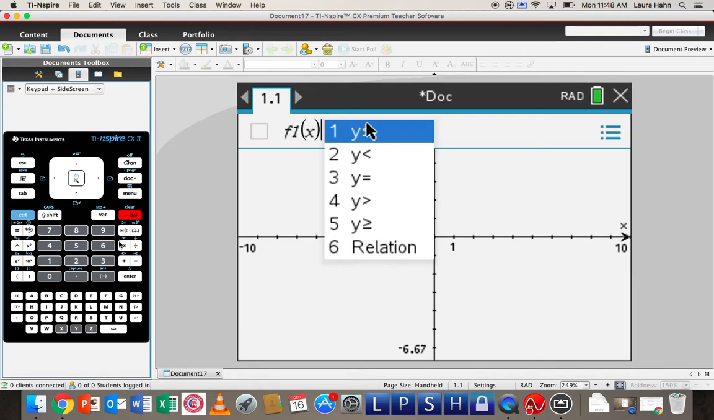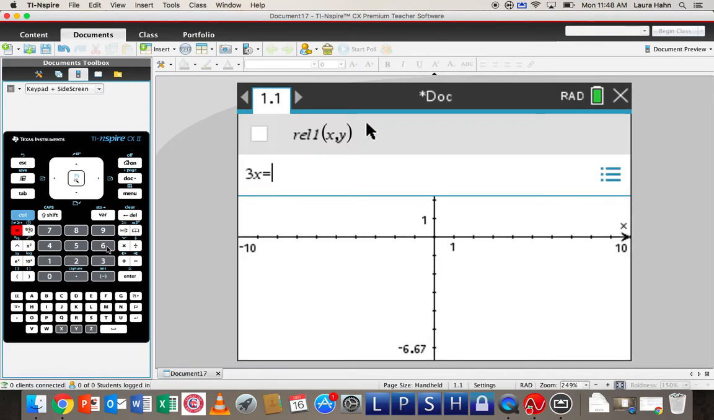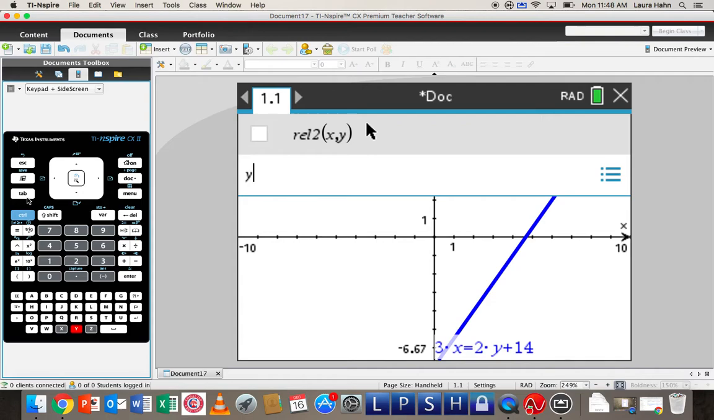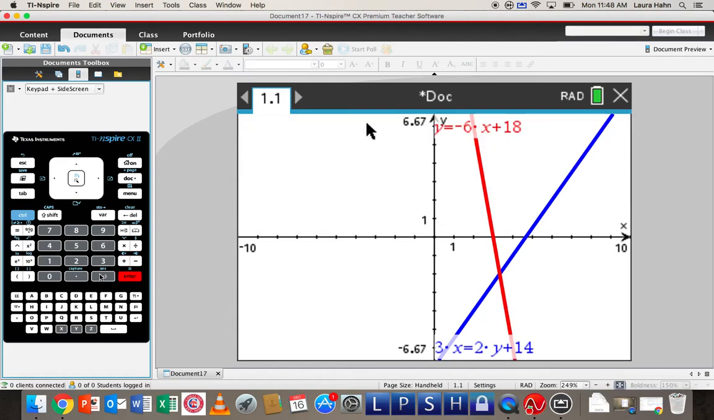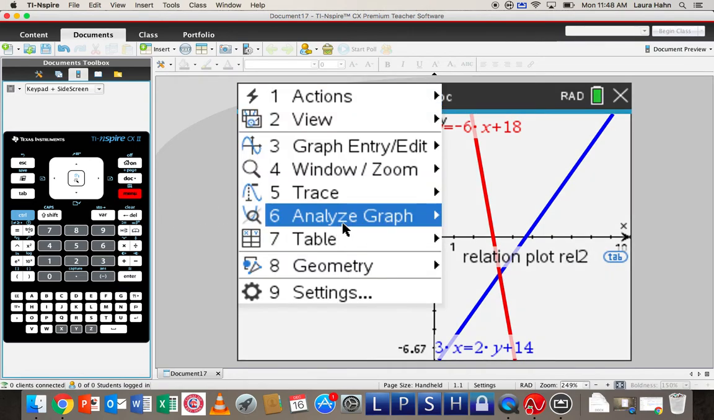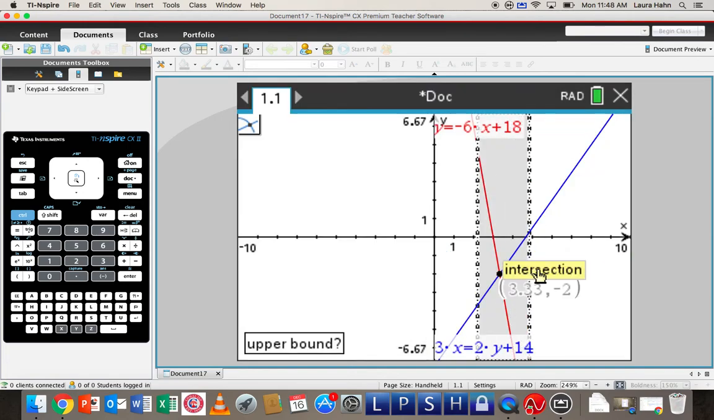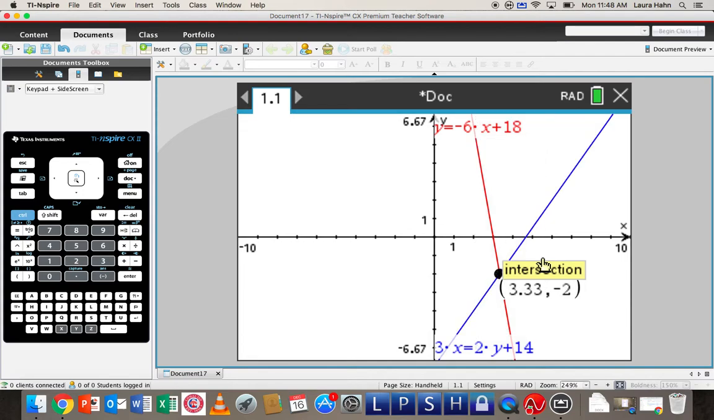Okay, it's not y equals, so I have to change it to relation. It's 3x is equal to 2y plus 14. I'm going to click tab to type in my second equation, which is y equals negative 6x plus 18. There's no need to zoom out because I can see the intersection point right here. I'm going to press menu, analyze, intersection. Make sure you put your intersection point inside that gray. So 3.33 and negative 2. So you can write that down if you want.